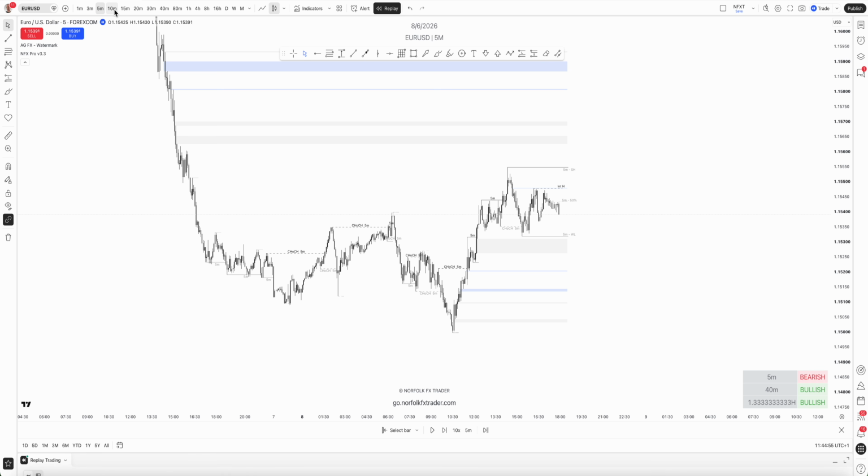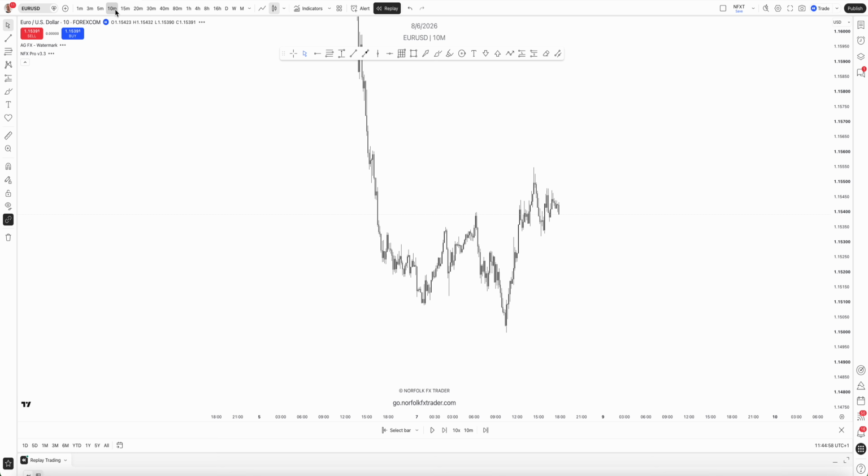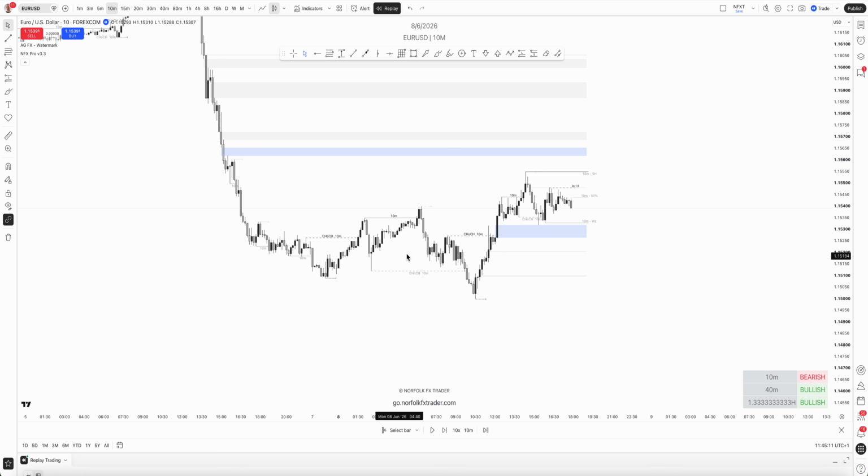Let's go to a 10-minute time frame. Again, you'll see how this is going to help you. So even on this 10-minute time frame, look at this. We've got a change of character, change of character, change of character, change of character. What does that signal? That signals a potential sideways market. It's not giving me enough information for a potential trade or even a directional bias right now.